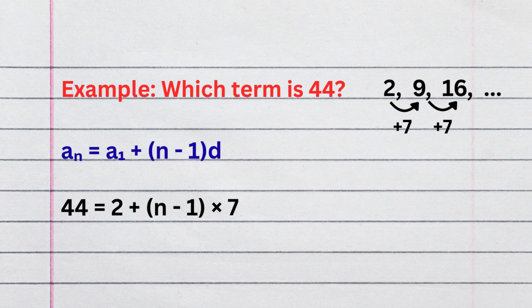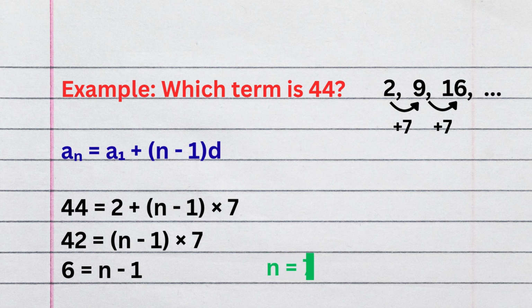44 equals 2 plus n minus 1 times 7. First, subtract 2 from both sides. 42 equals n minus 1 times 7. Divide both sides by 7. 6 equals n minus 1. Finally, add 1 to both sides. n equals 7. So, 44 is the 7th term in the sequence.